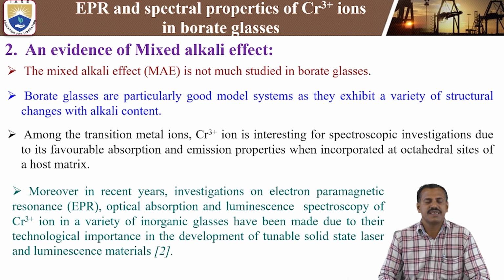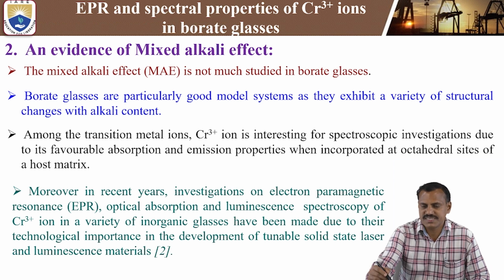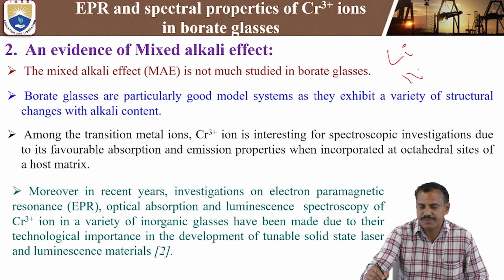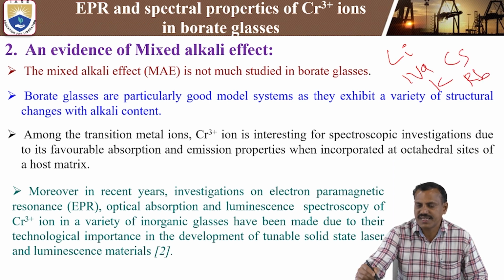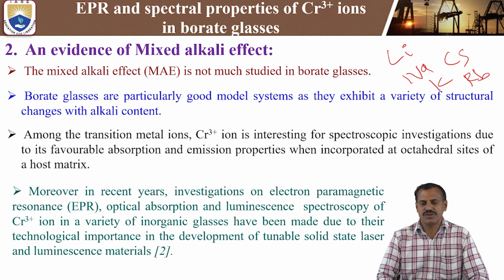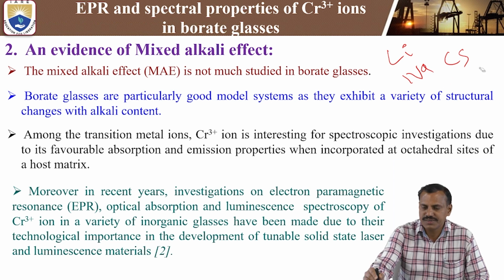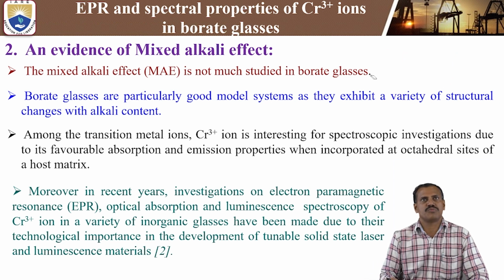Next, coming to the second one, an evidence of mixed alkali effect. Here, alkali means alkali contents. That means the alkali elements: lithium, sodium, potassium, cesium, rubidium. These are the alkali elements in the periodic table. By using these alkali elements, we are going to dope with the chromium triplet ions. How the structure changes in the borate glasses, we are going to study using EPR and optical and luminescence properties.